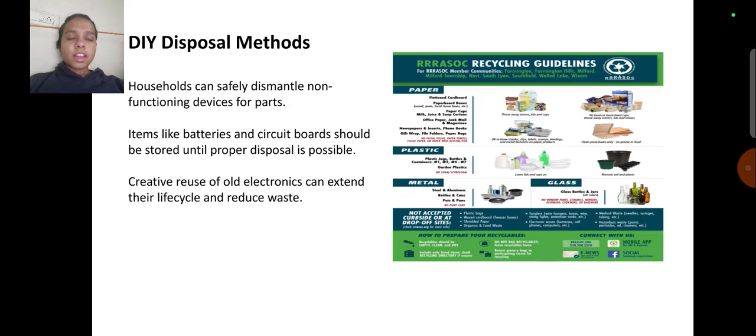Creative reuse of old electronics can extend their life cycle and reduce waste. You can see the picture of the recycling guidelines and how DIY disposal methods work.